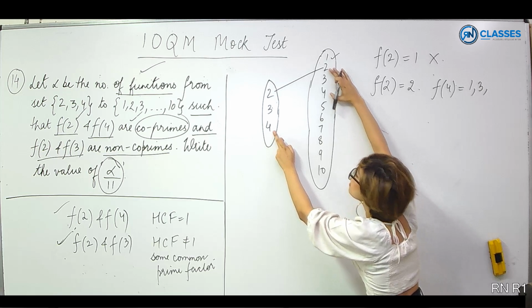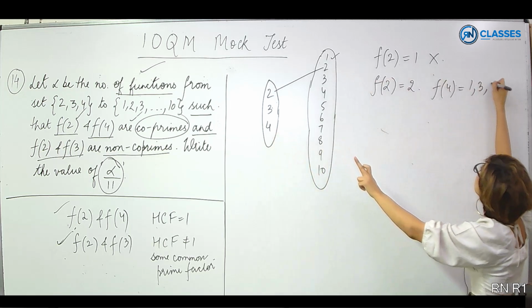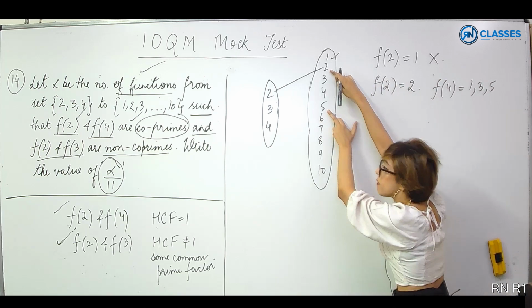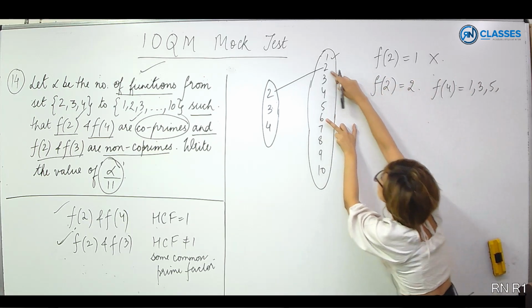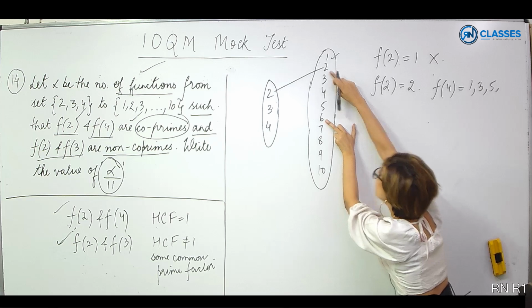Why? Because 2, 4, HCF is not 1. So, that means 4 is rejected. 5, yes. 2, 5, HCF is 1. So, 5 we can take. 2 and 6, HCF is definitely not equal to 1. So, I don't want 6.